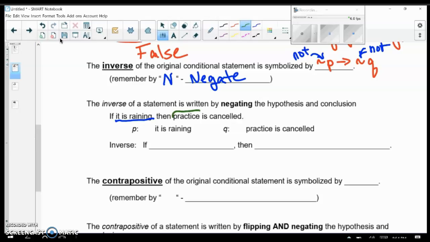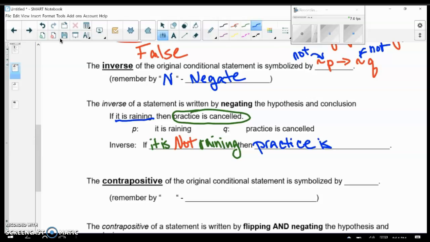So let's look at our original. If it's raining, then practice is canceled. Okay, makes sense. You wouldn't want to practice whatever it is in the rain. But let's check out our inverse. So if it is not raining, then practice is not canceled.